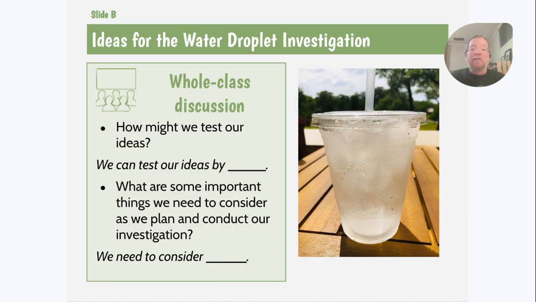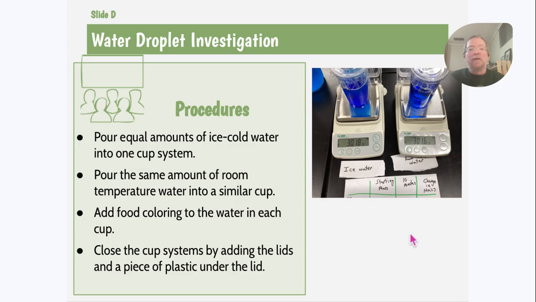Then we talked a little bit in some of the classes about how we could test that idea about where condensation comes from. What could we do to find out where that water came from? We've got an investigation or an experiment here where we're going to have 2 cups of water that are going to be equal amounts. One is ice cold water and the other one is room temperature water. It's going to be the same cups, same setup.